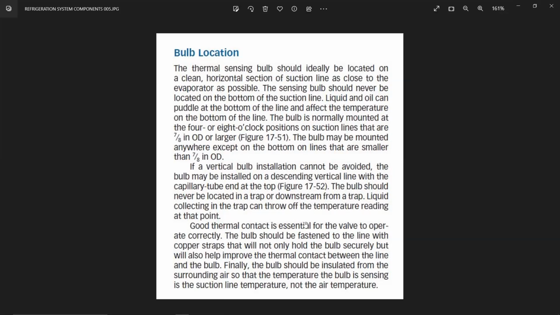Okay. Good thermal contact is essential for proper operation. The bulb should be fastened to the line with a copper strap as we saw. It will not only hold the bulb securely but also help improve the thermal contact between the line and the bulb. Finally, the bulb should be insulated from the surrounding air so that the air does not alter the temperature the bulb is sensing.